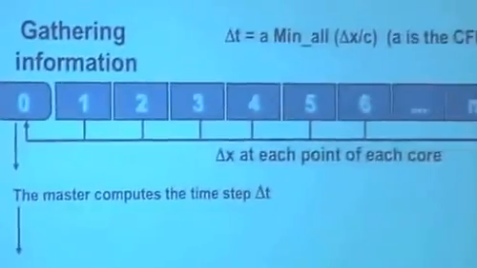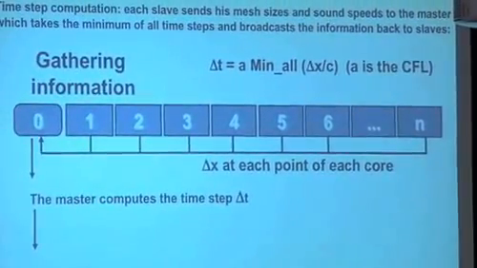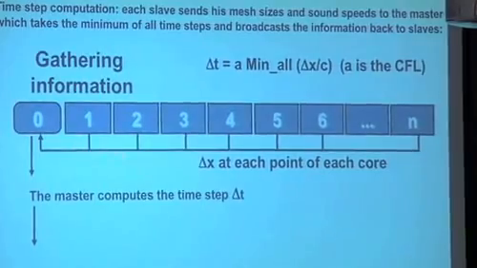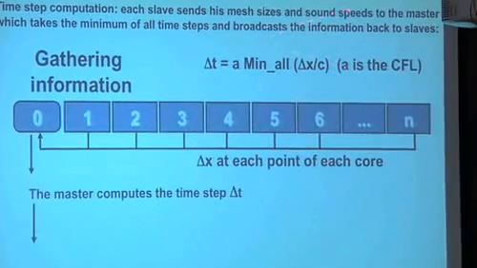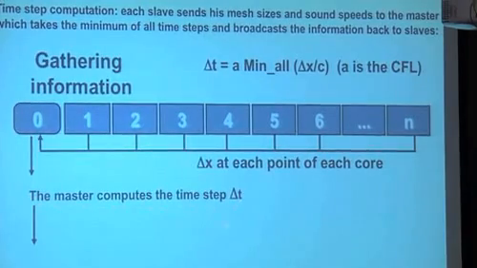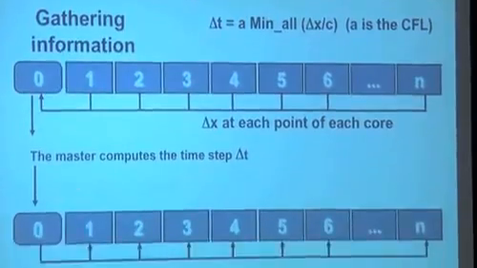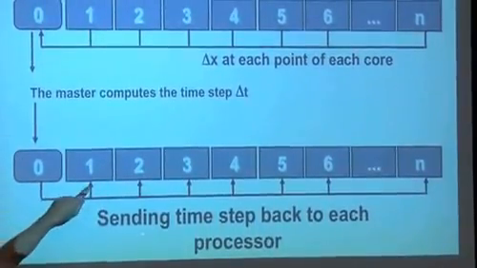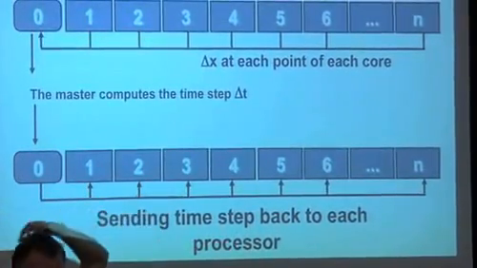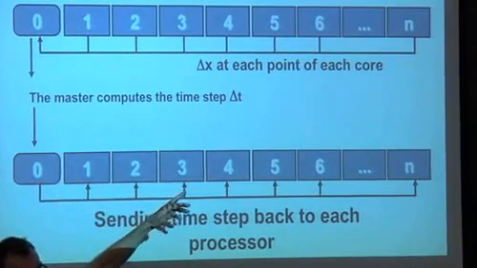You are at the end of a time step. What everyone is doing, the master says, hey, send me information. So everyone gives the sound speed and the size of all points to the master. The master computes the time step. He has all the information. And then he has to send it back. So what does he do? He's taking the information, sending it to 1, sending it to 2, etc. And the trick when he does that is that he has to do that one after the other.